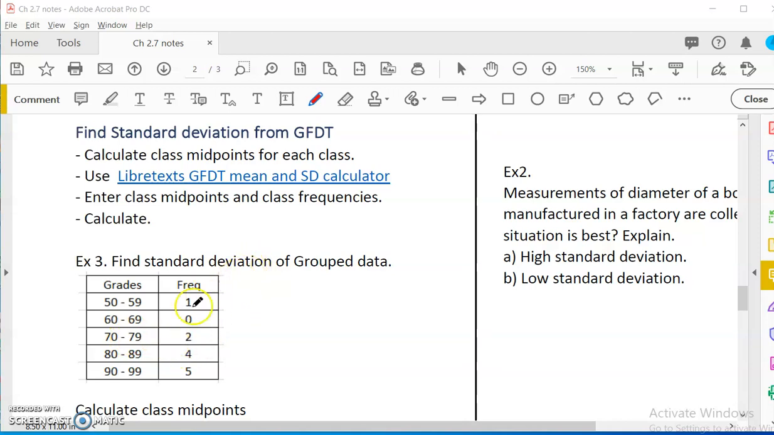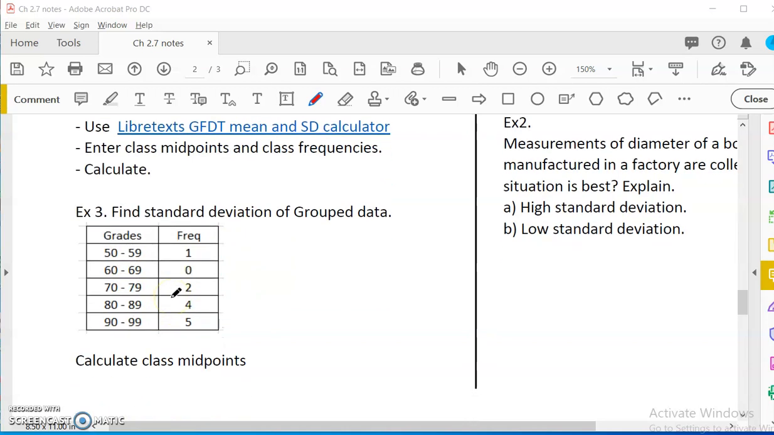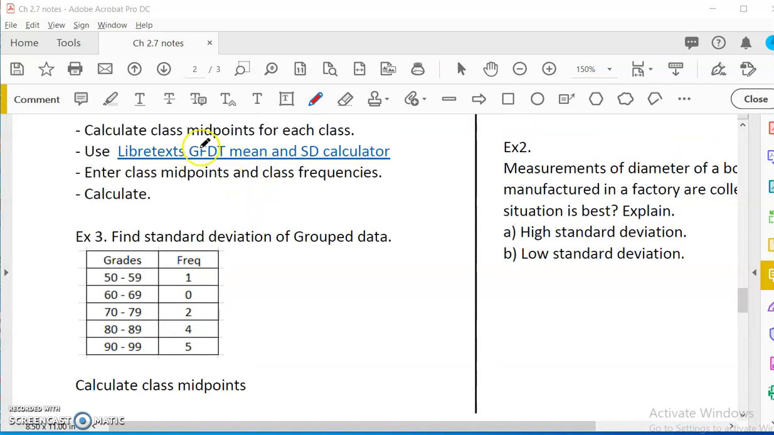If I want to estimate the standard deviation by using this grouped data, of course, it would not be the same as the real one. But if I want to estimate it, how do I do it? You use the LibreText GFDT group frequency distribution table mean and SD calculator. We talked about this in the mean section 2.5, but we'll review how to do this again for standard deviation.